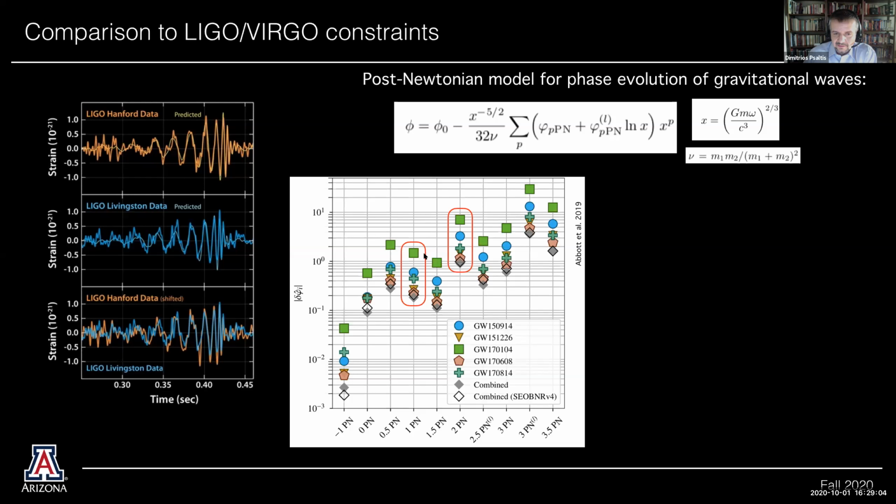This red circle here is for the first post-Newtonian order. This is for the second post-Newtonian order. And because this is about the dynamics, you also have all the other orders that are completely not accessible to us, that we do as stationary metric tests.